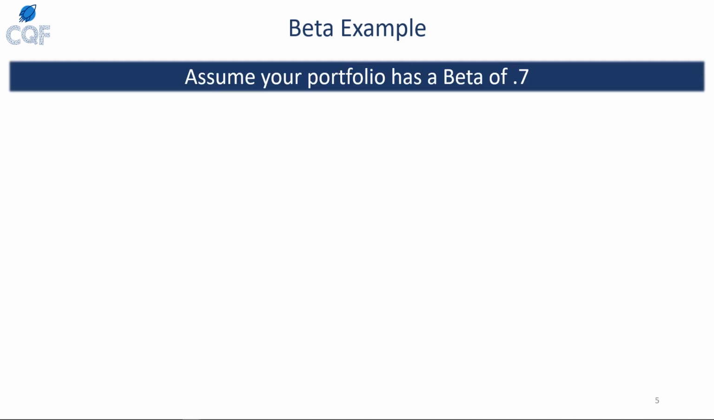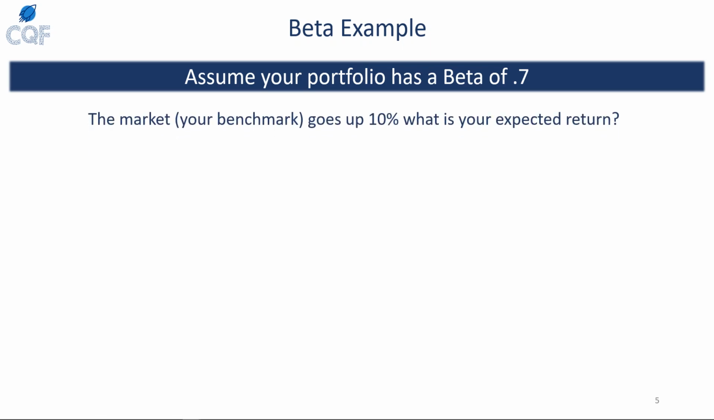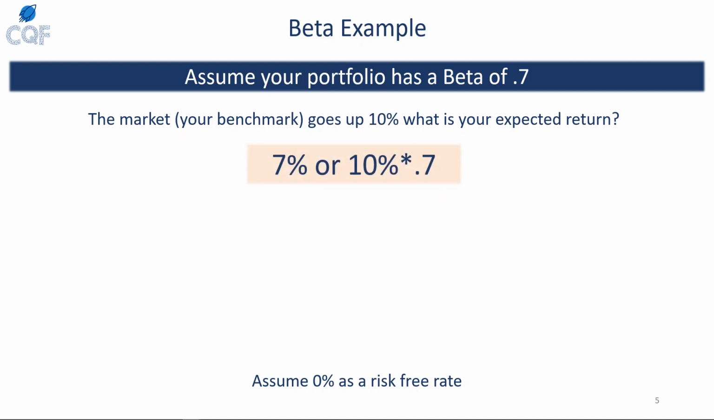So let's talk about an example. Assume your portfolio has a beta of 0.7, so you're a low beta portfolio. You have lower market sensitivity than the benchmark. So let's say the market or the benchmark goes up 10%. What is your expected return? Assuming 0% is the risk-free rate, just to keep the math simple, your expected return would be 7%, basically simply 10% times 0.7. Simple as that.